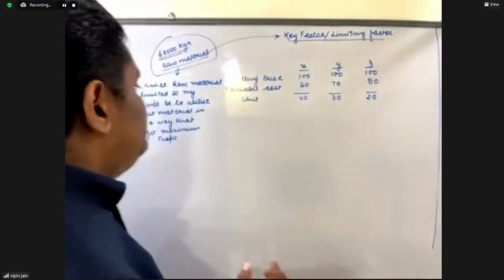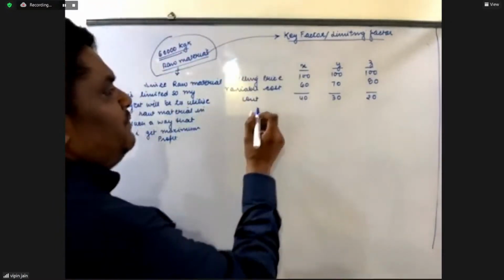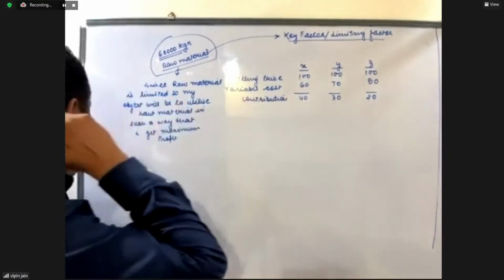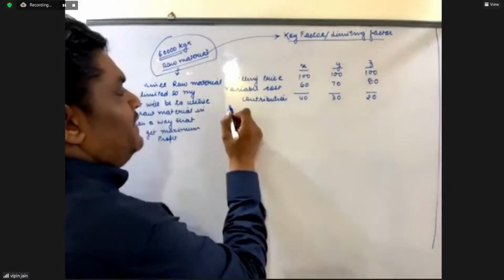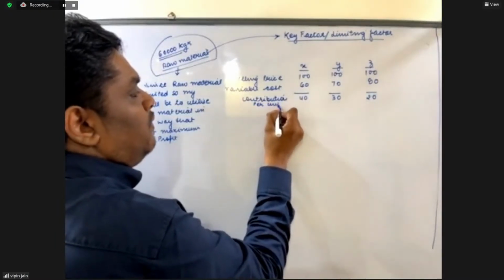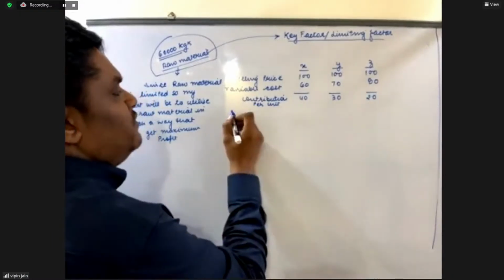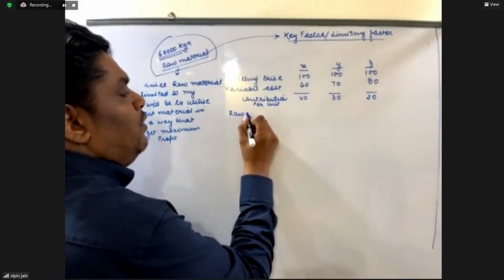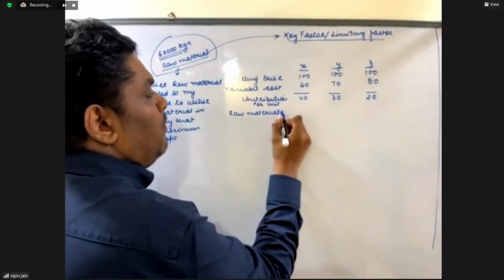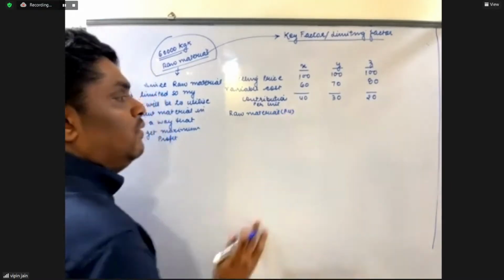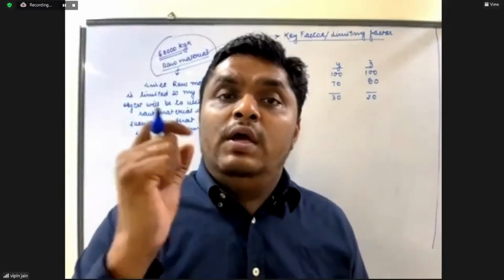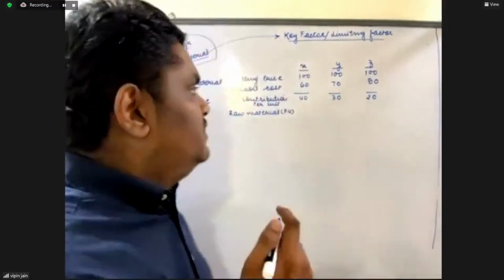Now let's say some additional information is given in the question. So this is contribution per unit. Raw material per unit is given. To manufacture every unit, the quantity that is required is given in the question.